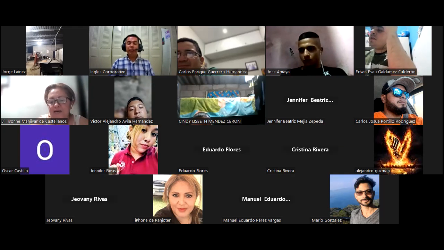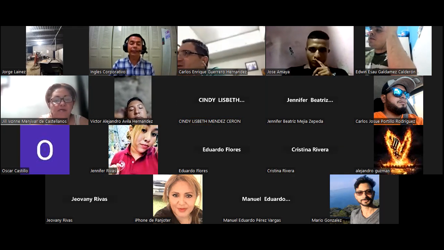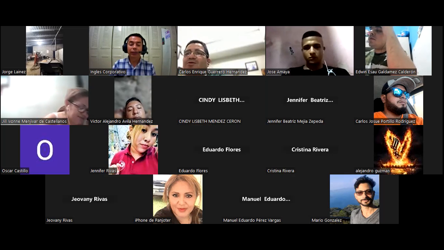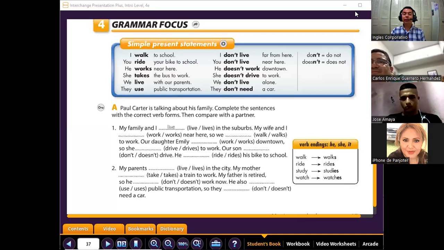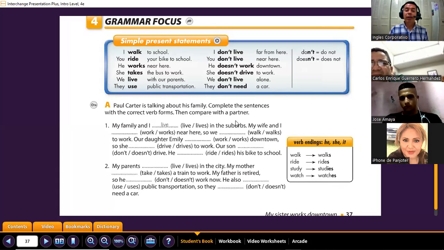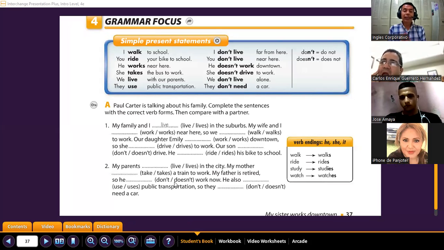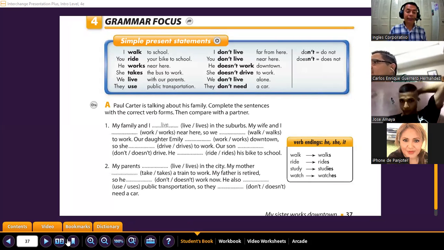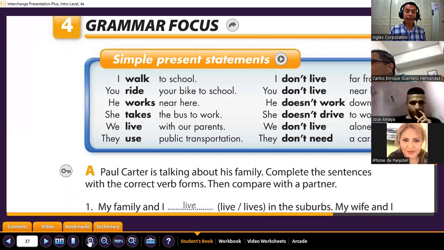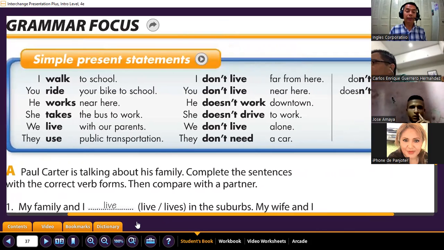Now we're going to review the simple present, right? Vamos a hacer un repaso al presente simple. Aprovechando que tenemos a Carlos ahora, vamos a repasar el presente simple. Simple present, right? Con el how much y el how many, ahí terminamos. Now here we have, ladies and gentlemen, the simple present. Affirmative and negative, right?